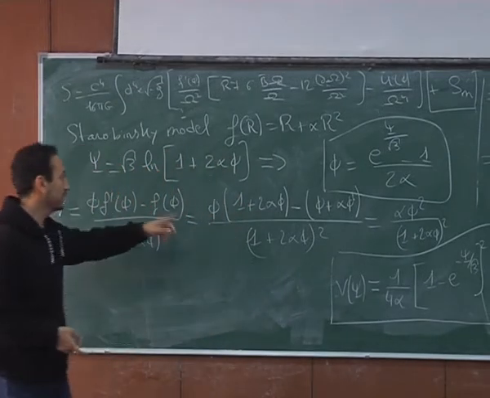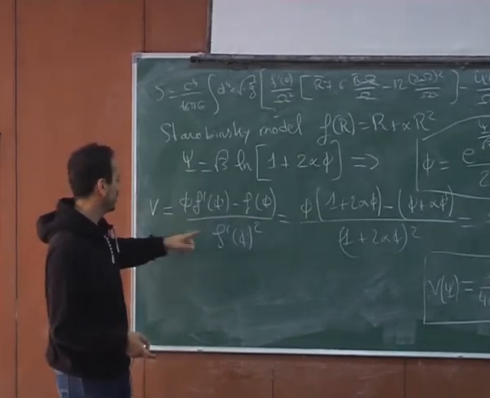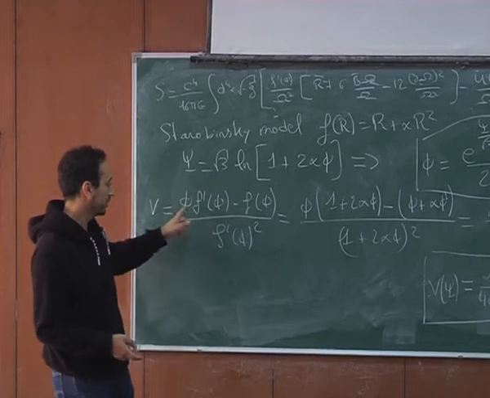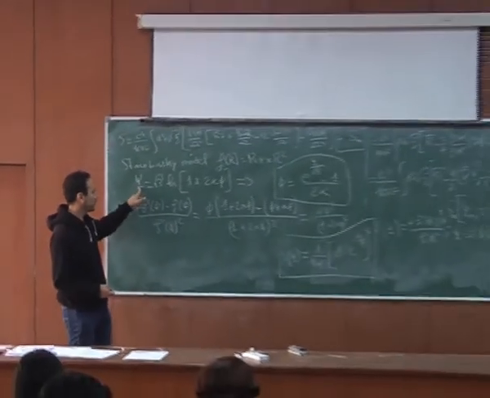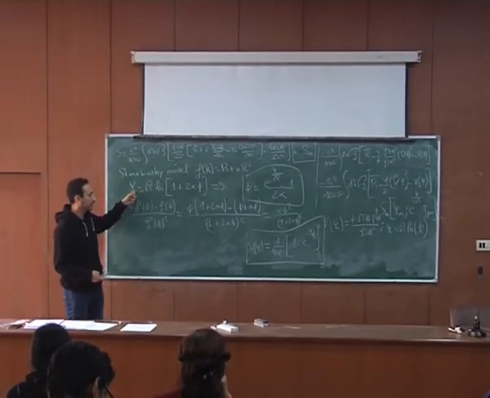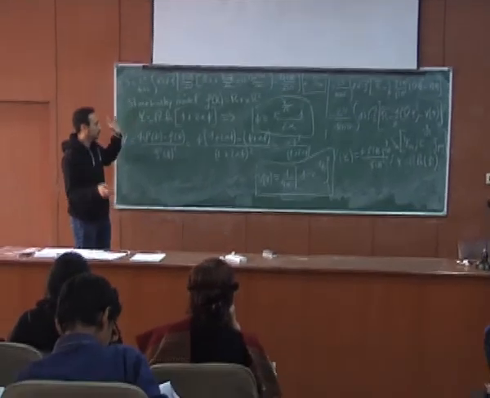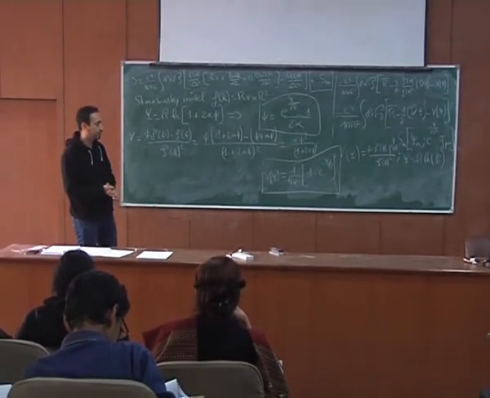And the transformation is simple. You know what is the definition of the potential as a function of phi. You know what is the relation between phi and psi. And that's it. Then you just do the calculation.